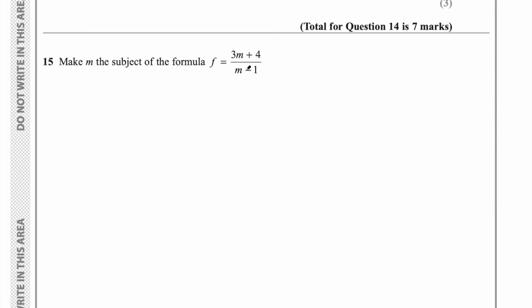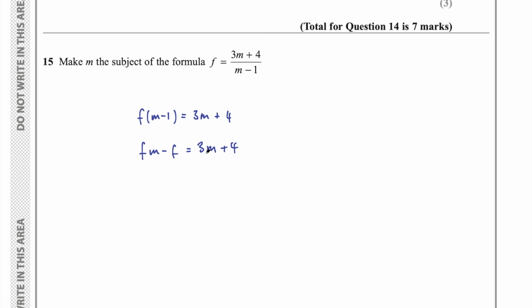So my first step here is to multiply by m take 1. So then we'll have f times m take 1 equal to 3m plus 4. And then if I can't see anything else to do, expand the bracket. So this will be fm take f equal to 3m plus 4. And then make sure all of the m terms are on the same side together by themselves.